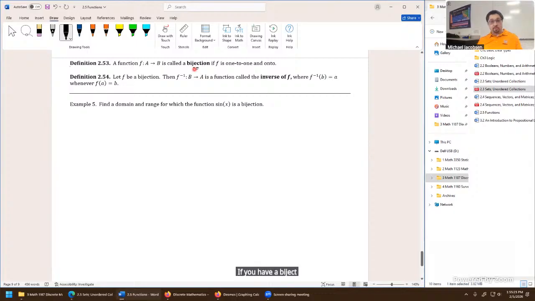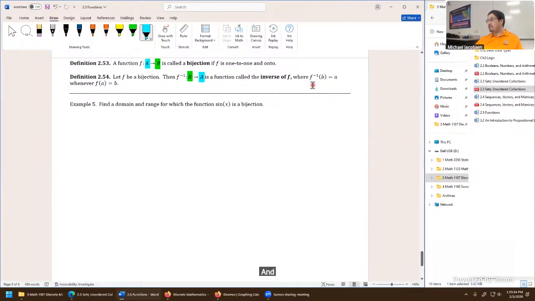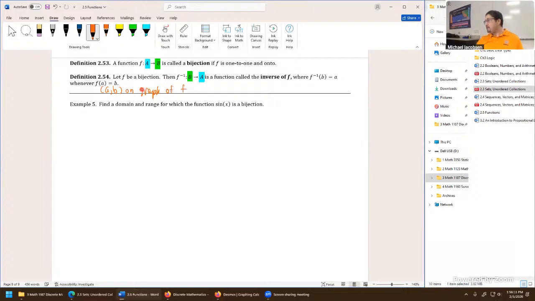If you have a bijection, you can now define a new object, the functional inverse. These are things we talked about in a pre-calculus course. But it's kind of nice to see how these all just sort of lace back together. The inverse is defined to go from the old codomain, which is now the new domain, and the new codomain was the old domain. So we're just literally flipping the direction of the mapping, and it has this property. If f inverse of b equals a, it just means f of a equals b. In other words, if you have the point (a, b) on the graph of f, then (b, a) is on the graph of f inverse.